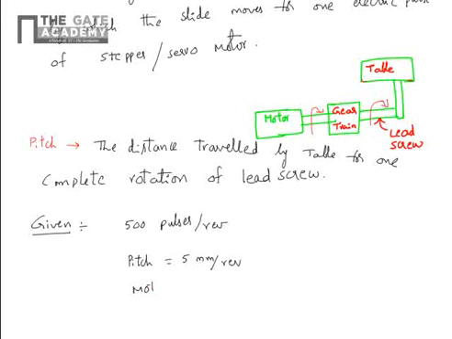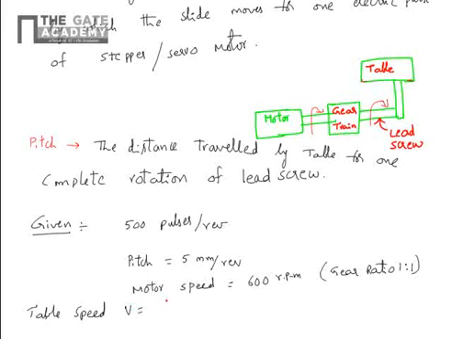Motor speed is 600 rpm. Gear ratio 1:1 means for one rotation of the motor shaft, the lead screw also rotates one revolution. Now calculate the table speed: V equals pitch times N, which is 5 times 600, equal to 3 meters per minute.